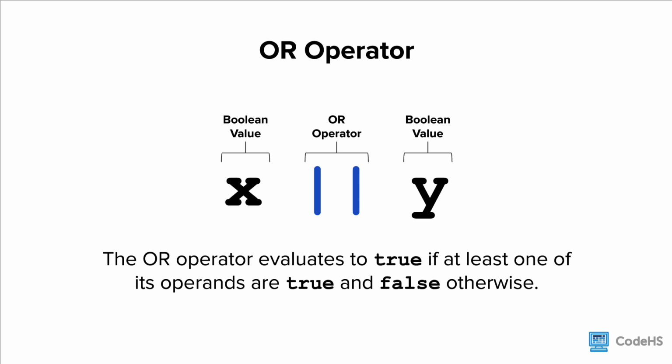The OR operator evaluates to true if at least one of the operands is true and false otherwise. The OR operator is denoted as two pipe symbols, which are found above the return or enter key on your keyboard, and requires two Boolean values as operands to evaluate.